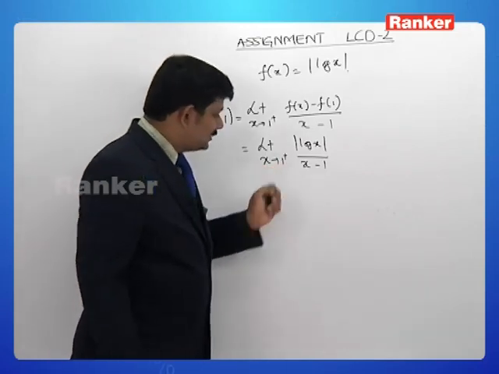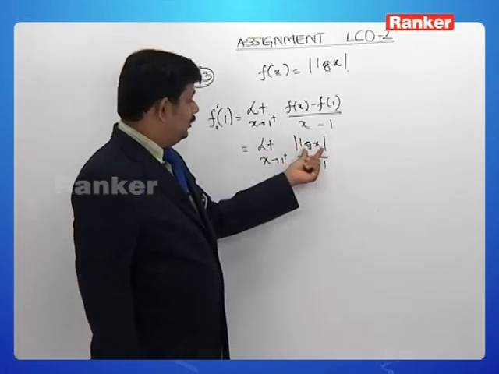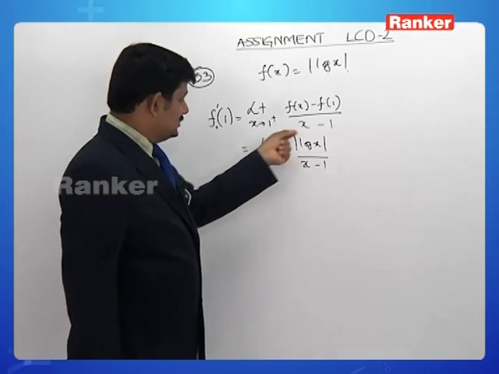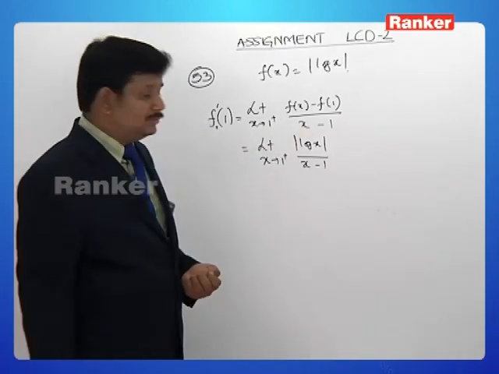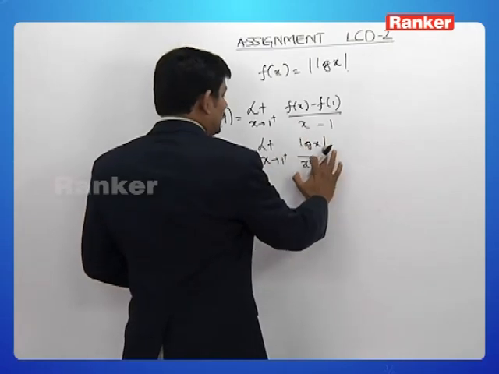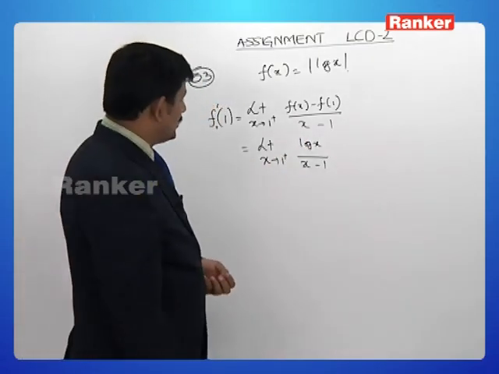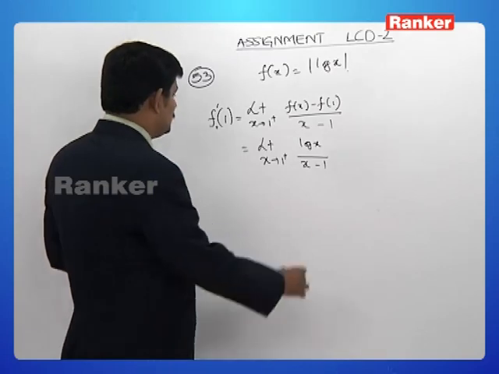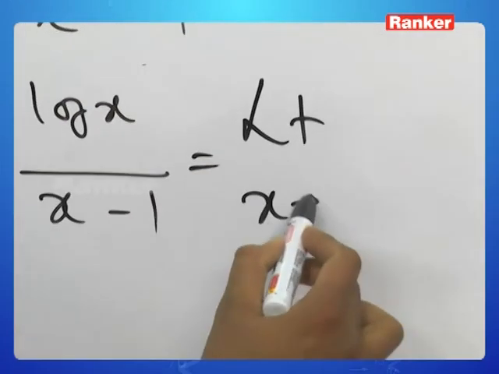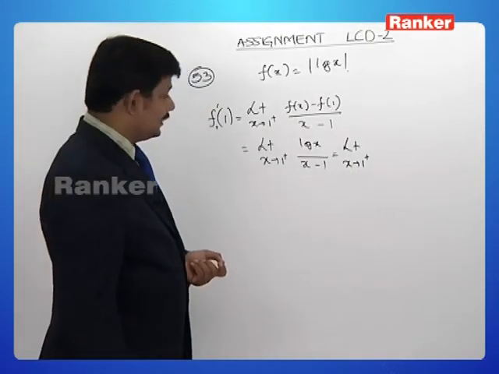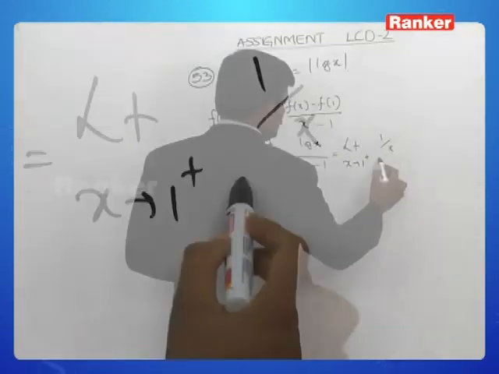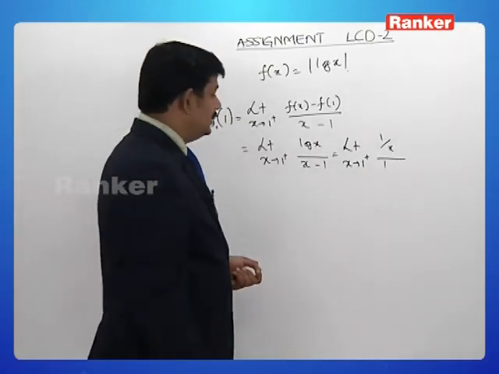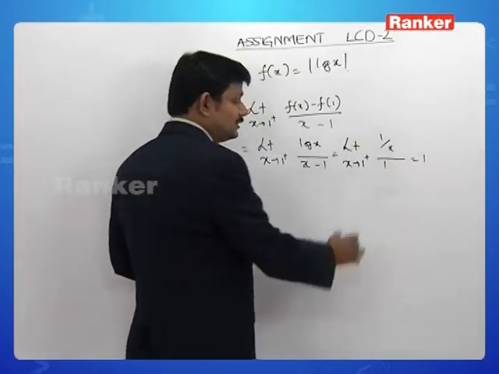Now when x is slightly greater than 1, log x will be positive. Log 1 is 0, log is an increasing function. When x is greater than 1, log x would be greater than 0. So mod log x can be written as log x. To evaluate this limit, this is the 0 by 0 form. Let us apply L'Hospital rule. This limit will be equal to limit x tending to 1 plus, derivative of log x is 1 by x, divided by derivative of x, which is 1. So this limit is equal to 1, as x tends to 1, 1 by x is 1.